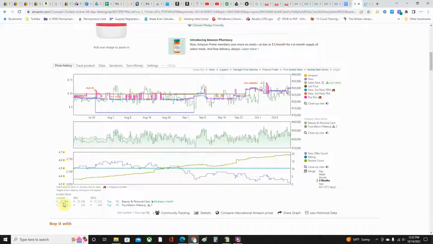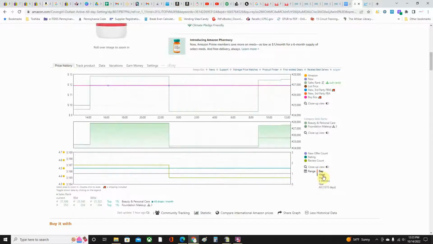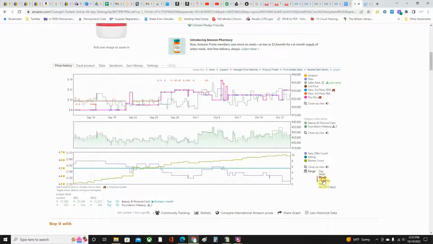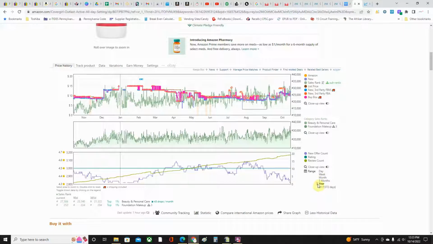Okay, if you look, the current sell through is 27,506, the 90-day is 23,000, and the 365 is 21. You can change that right over here on your bottom right. You can go by day, week, month, 3 months, year. Just depends on how long the item's been active.